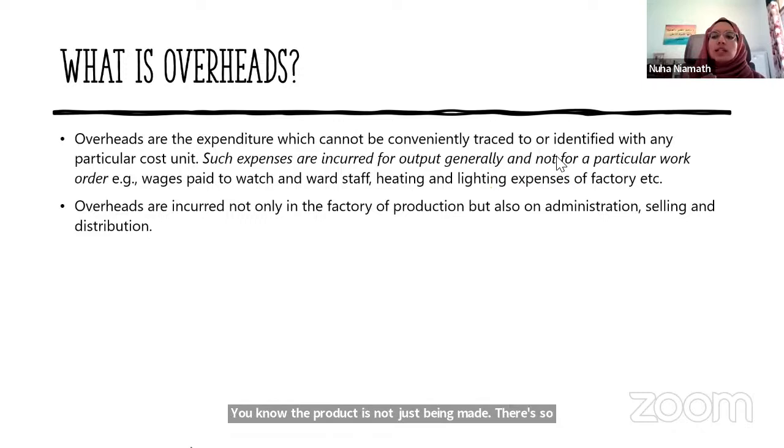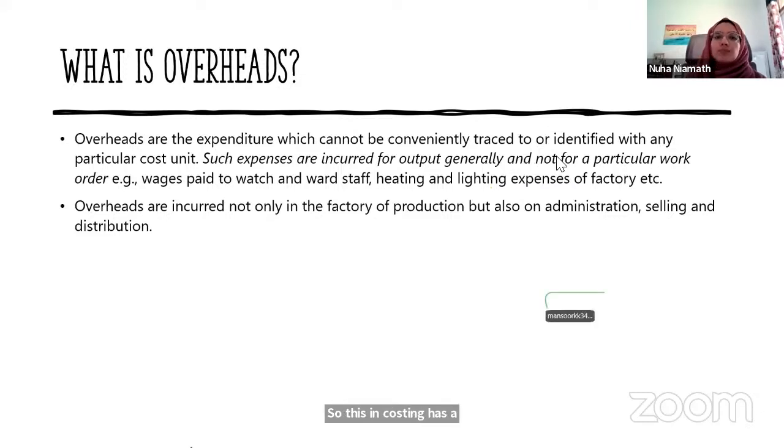So what we need to understand is how we can allocate the cost of these overheads to the final product. Because rent is not used for one product. Rent is paid for that factory, that warehouse, or that office. How do you allocate that rent to just one particular product? So this in costing has a complete process. So let's begin by understanding how these allocations and apportionments happen.